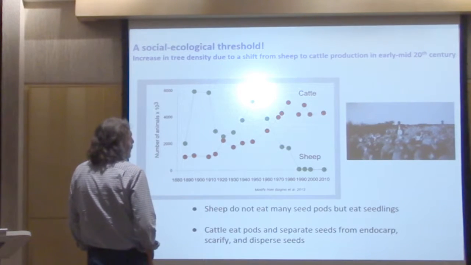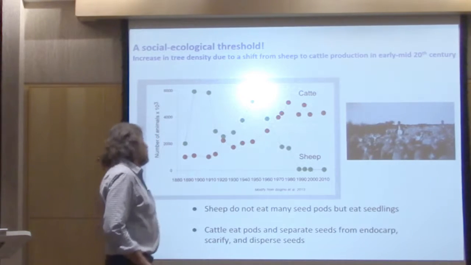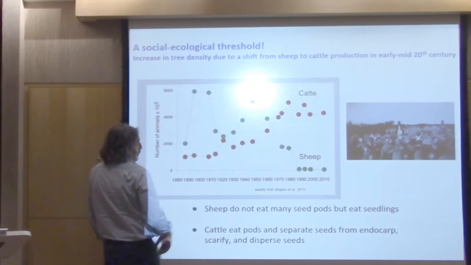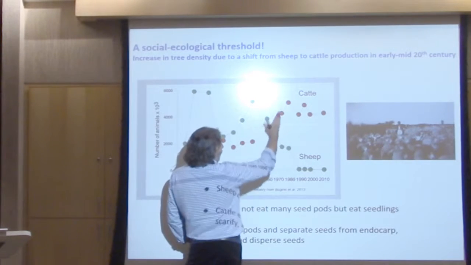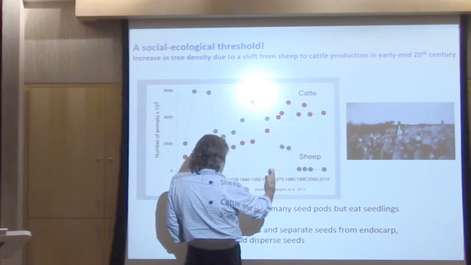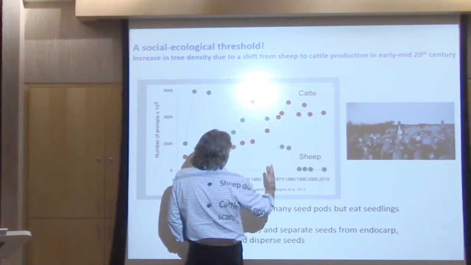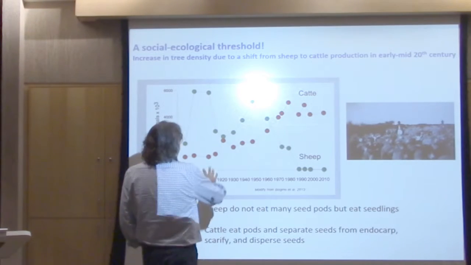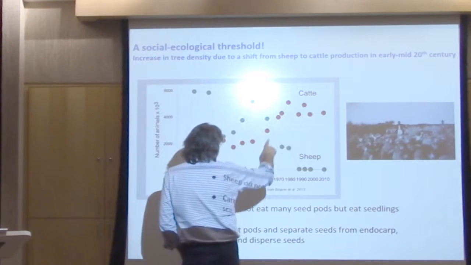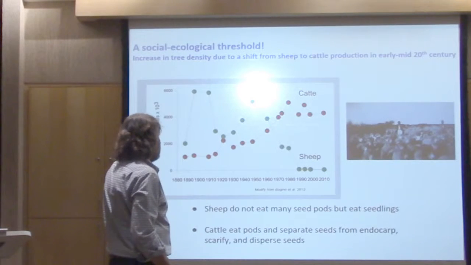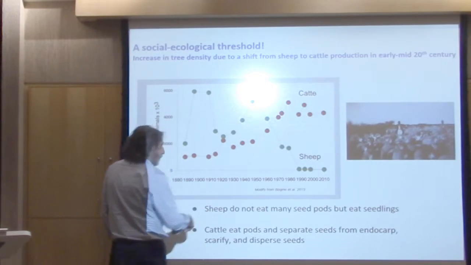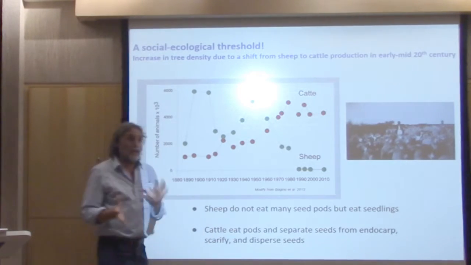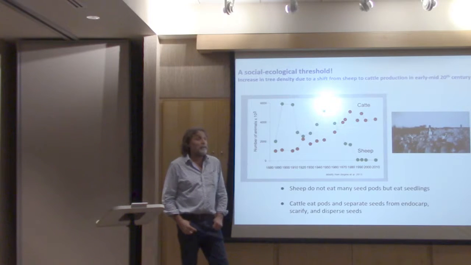What we found here is basically a change in the grazing animals. At the beginning, in the late 1880s, the main grazing animal was sheep, and then they switched to cattle. This occurred around late 1950, and the sheep started to be abandoned as a grazing animal. One important thing is that sheep do not eat seed pods, but they eat seedlings. Instead, cattle eat pods, separate the seed from the endocarp, and scarify the seed, and that increases seed dispersion.